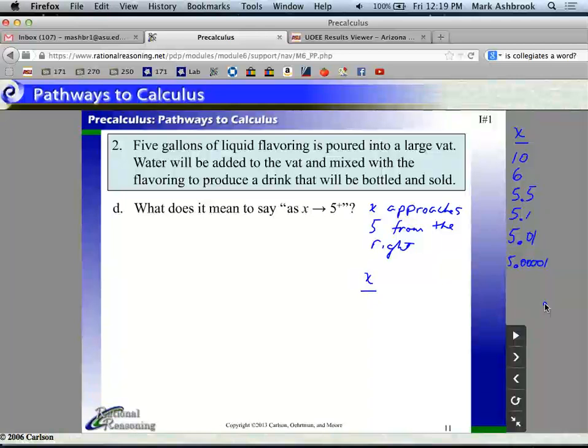This is the idea. This sequence of x's is the idea of x approaches 5 from the right. Numbers greater than 5, decreasing and getting closer to 5. So what we want to analyze then is, in our function, what is our output as x approaches 5 from the right? So we're going to plug in these x's and get out what that ratio of flavoring to water is.